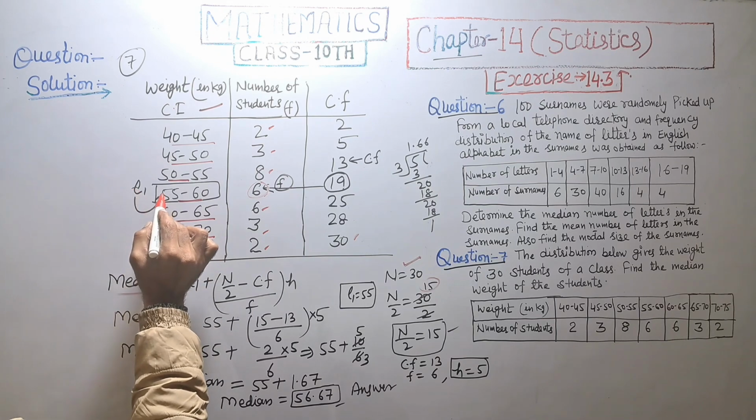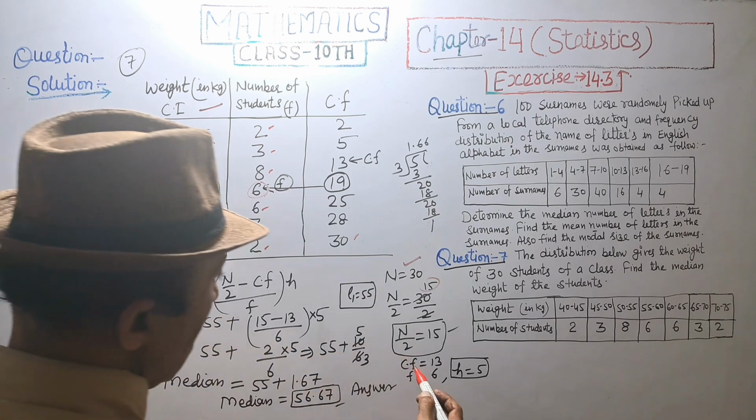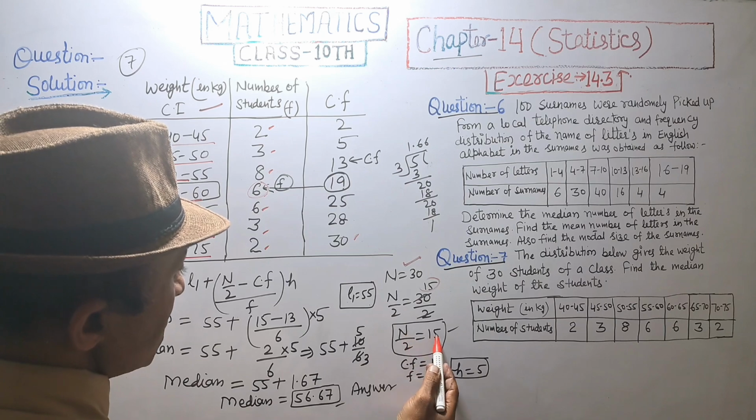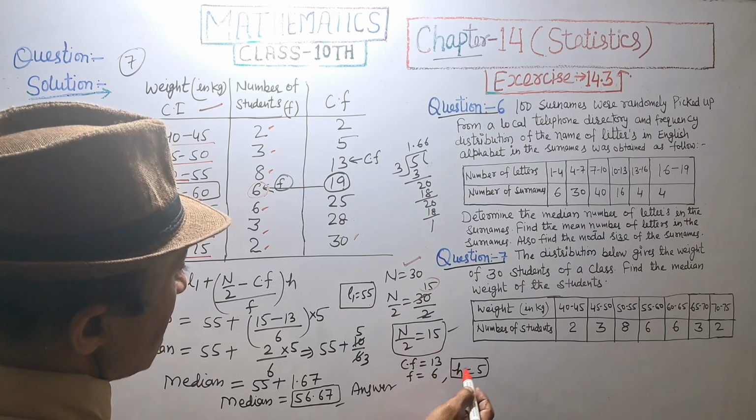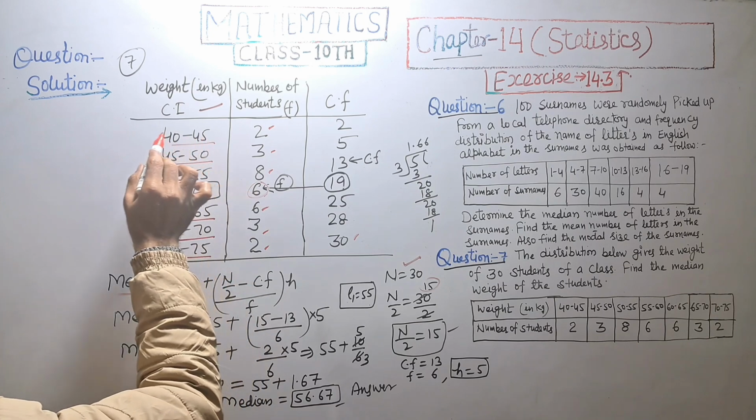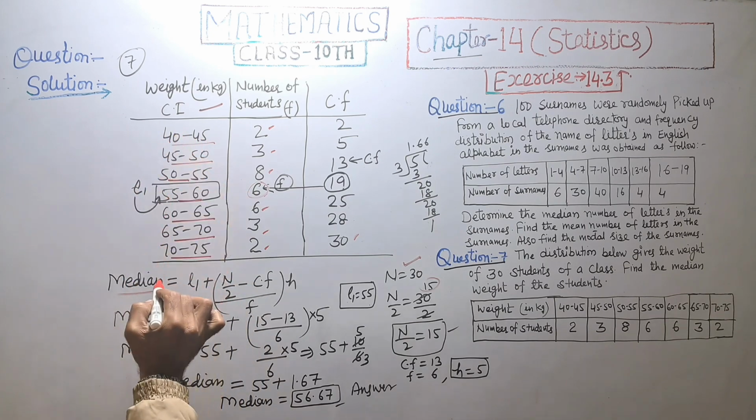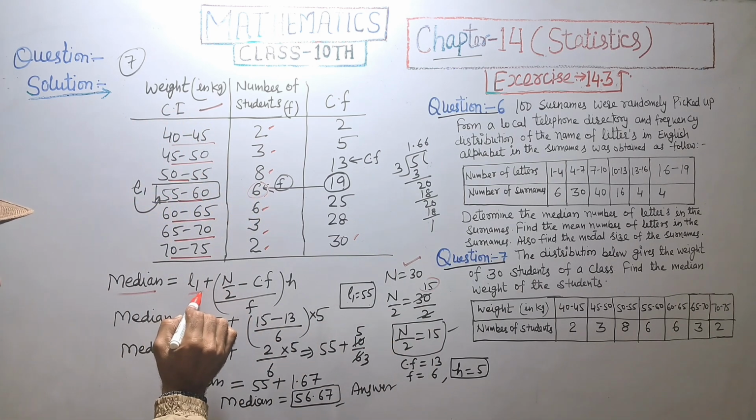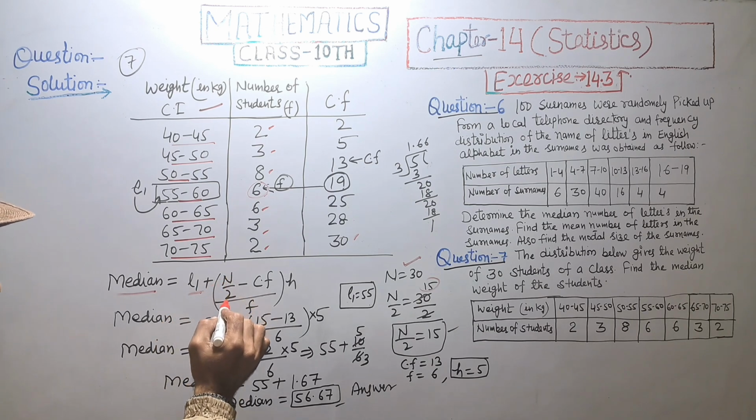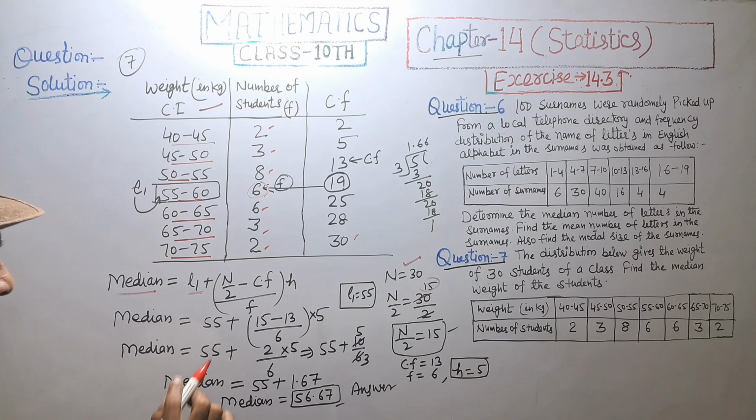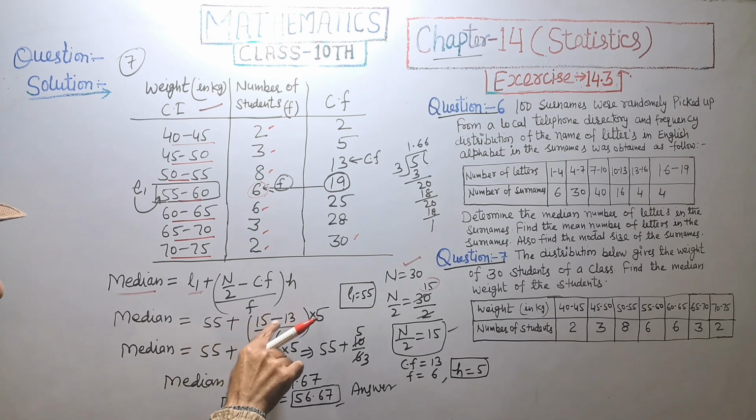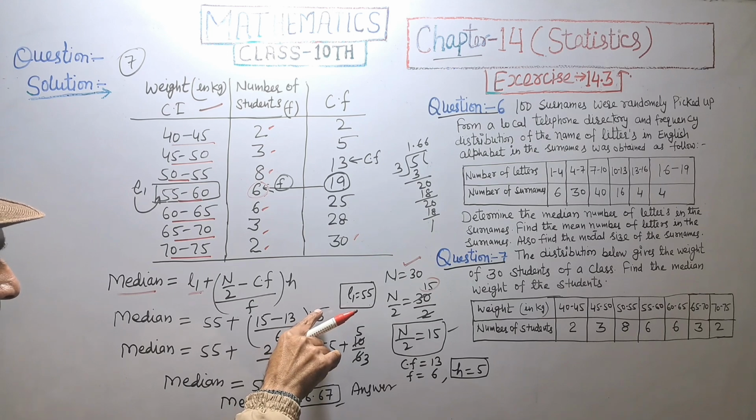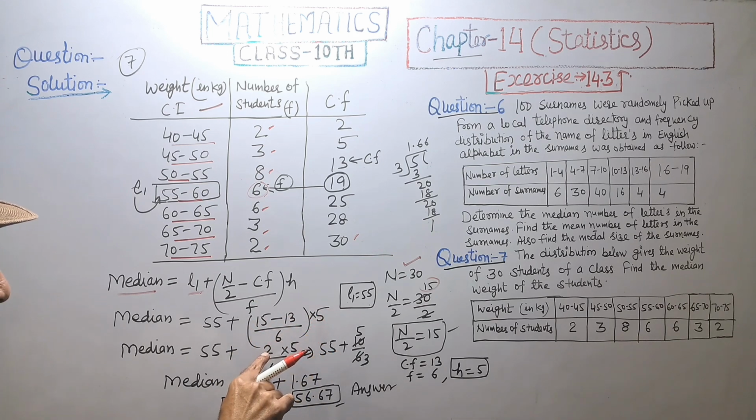L1 is equal to 55. L1 is 55, N by 2 is 15, CF is 13, F is 6, and H is 45 minus 40, the difference between the class limits, that is equal to 5. So putting all these values in L1 plus (N by 2 minus CF) upon F into H, we get 55 plus 15 minus 13 upon 6 multiplied by 5. 15 minus 13 is 2 upon 6 into 5.